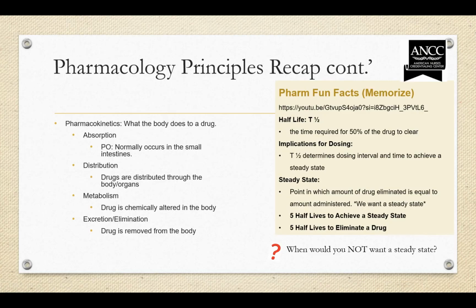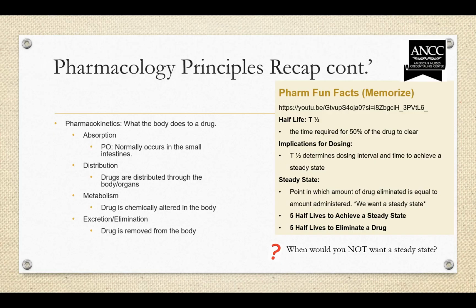I think that's a TikTok video, but please watch it. You need to memorize everything in the light yellow, the pharm fun facts. Please memorize. You need to understand what a half-life is. A half-life is the time required for 50% of the drug to clear. You need to understand why it's important for dosing.